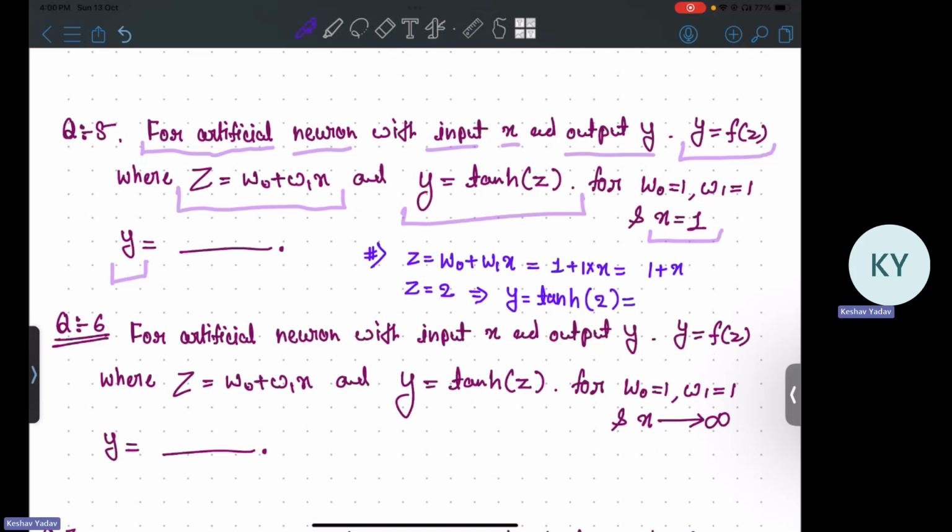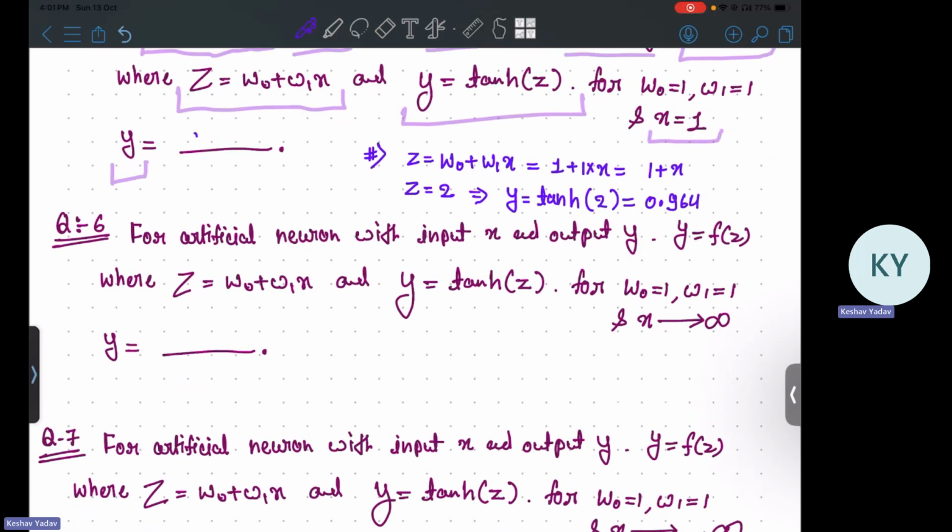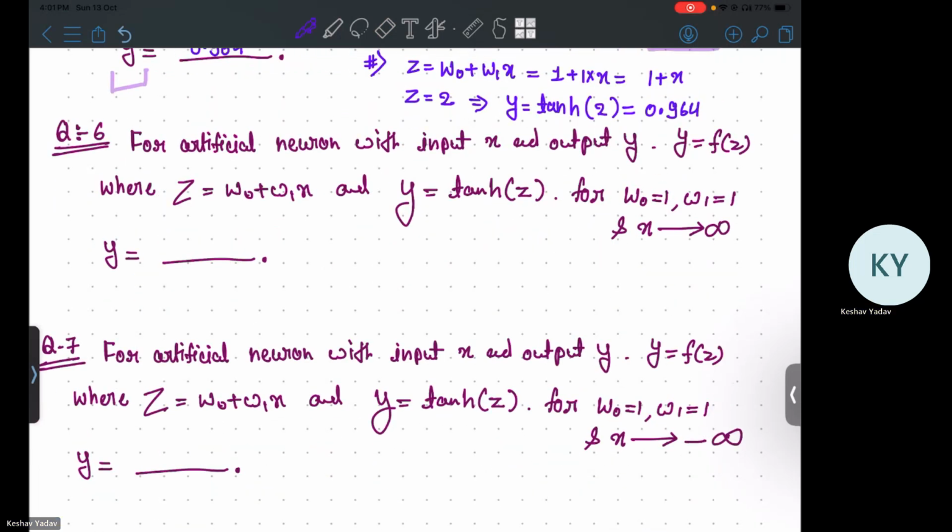So if you find the tan hyperbolic of 2 value, if I put the value in the calculator, tan hyperbolic of 2 will be equal to 0.964. So our answer will be 0.964. This will be our answer. Now the next problem.